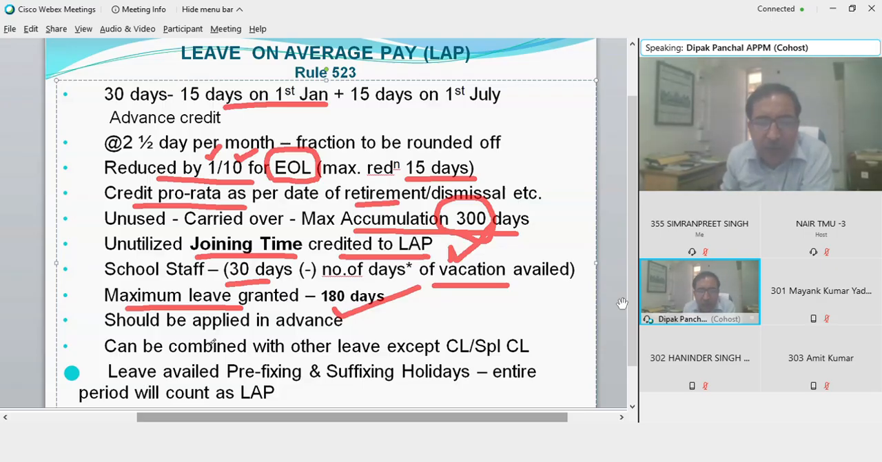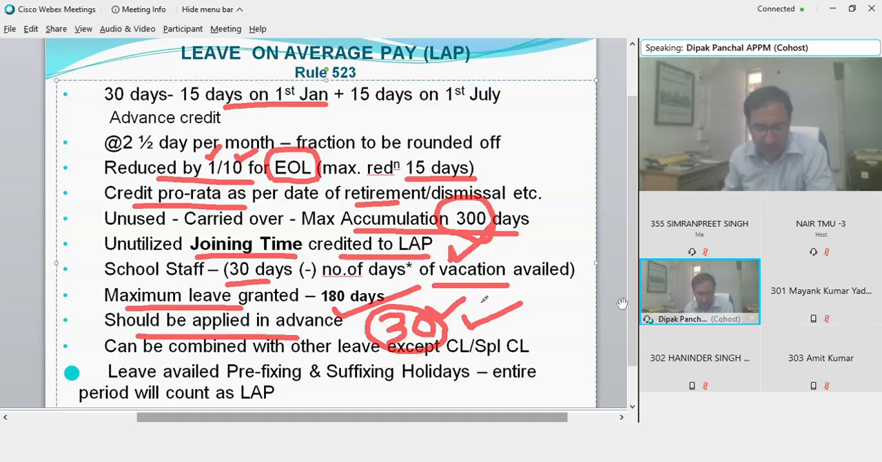This leave should be applied in advance, and the advance time is 30 days. But practically this couldn't be followed. It depends on the competent authority to sanction the leave. And the thumb rule is, as long as an employee can be relieved on leave without hampering the office work, leave should be sanctioned.